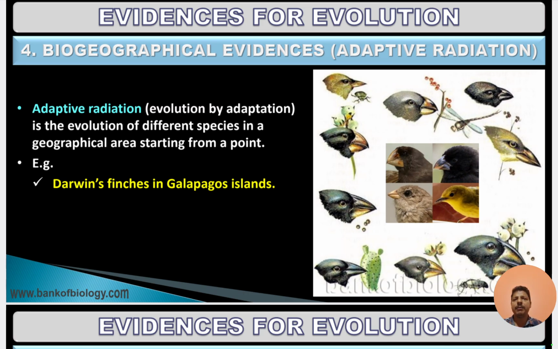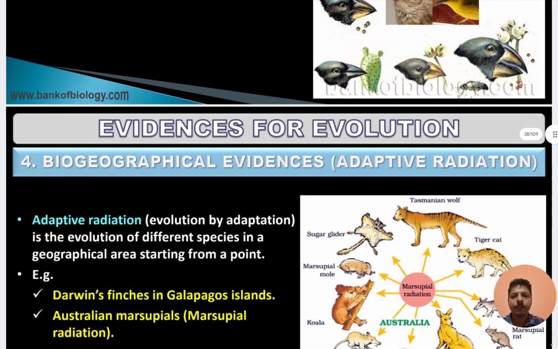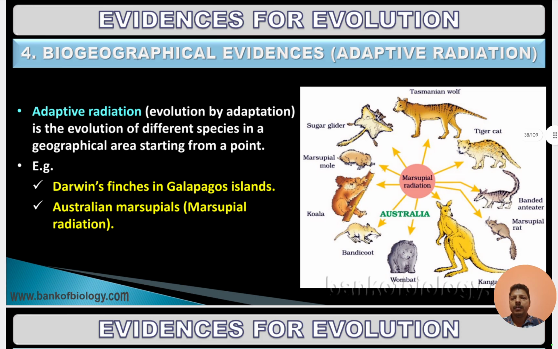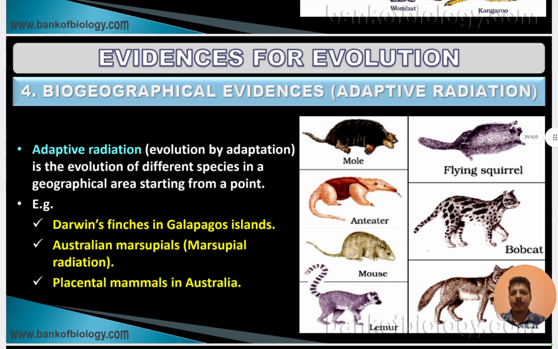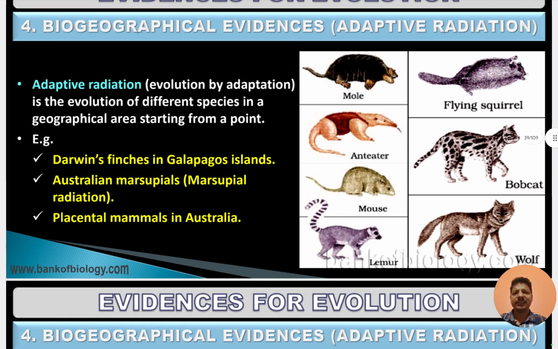Adaptive radiation is the evolution of different species in a geographical area starting from a point. Example, Darwin's finches in Galapagos Island. And second is Australian marsupials, marsupial radiation. And third is the placental mammals in Australia, like you can see in this diagram.